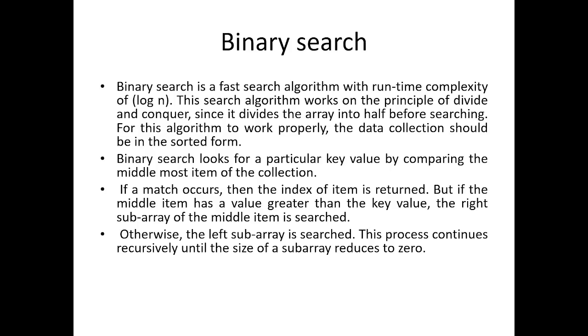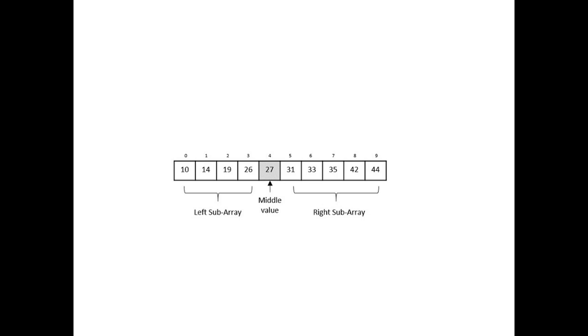The binary search looks for a particular key by comparing the middlemost item of the collection. Here we are computing the median value of the array, which represents the middle value. The elements which are less than the median value are present on the left hand side, and the elements larger than the median value are present on the right hand side. So this is the representation of the binary search of an element in the array.